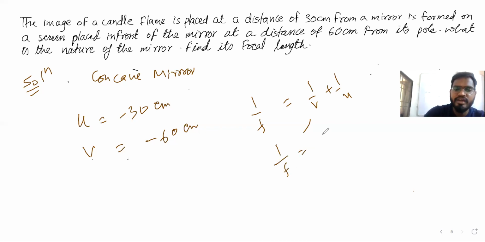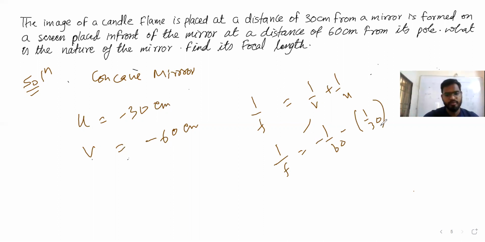Okay, 1 by v is -60 minus 30, right? Now you solve it, you will get the whole answer from here. So till here we will see. After that we'll see refraction and then lenses, all those things we are going to see in the next lecture.